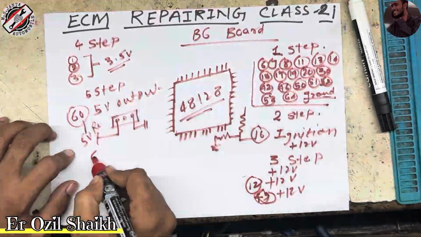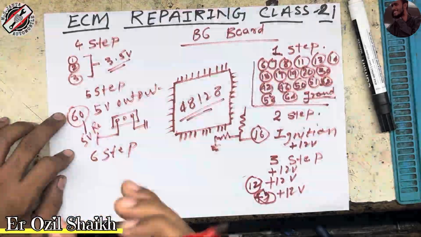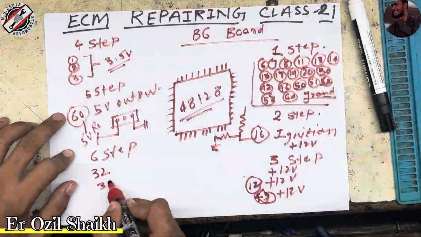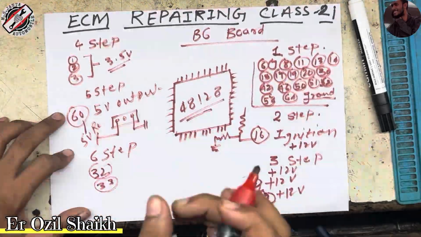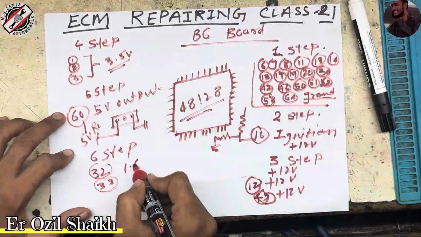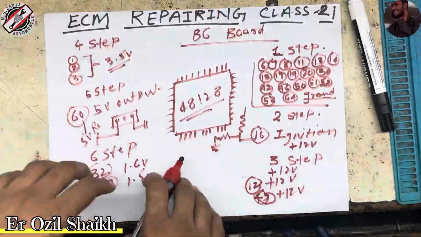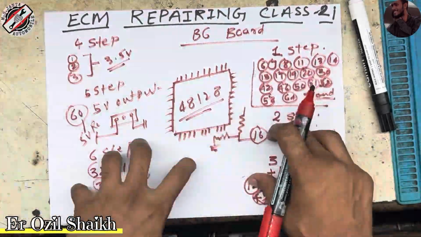Okay, and the last step, step number 6. In step number 6 you have to check pin number 32 and 33. If these two voltages are not showing 1.6 volt or 1.5 volt, then you know that your processor has a fault.